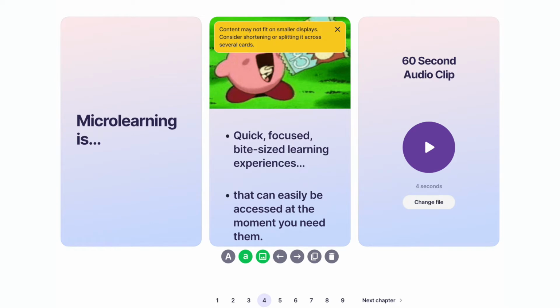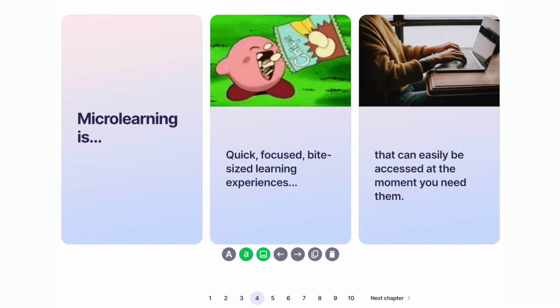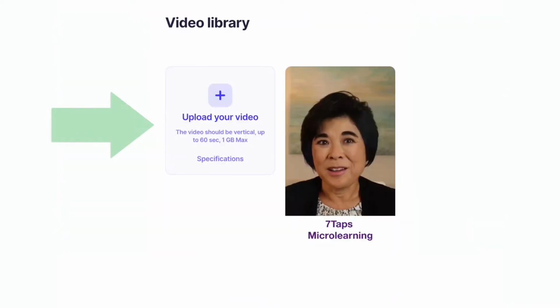7 Taps has some built-in smart features that encourage you to create good microlearning. For instance, originally I had 2 bullet points on this card along with the GIF. 7 Taps automatically sensed that this might impact legibility on some mobile devices and recommended that I split the text across 2 separate cards. 7 Taps also limits videos and audio clips to 60 seconds to encourage brevity. And if you try to create too many cards or too many chapters in a single course, 7 Taps will let you know. These constraints can be a good thing because they force you to prioritize what's most important and leave the rest on the cutting room floor.